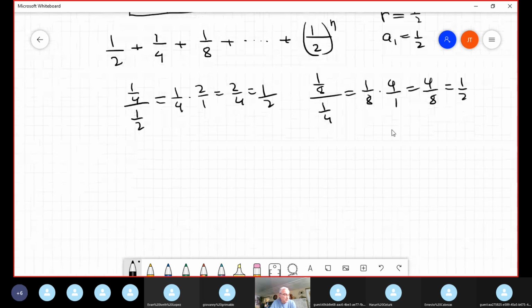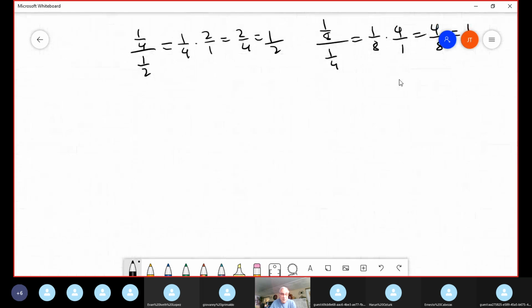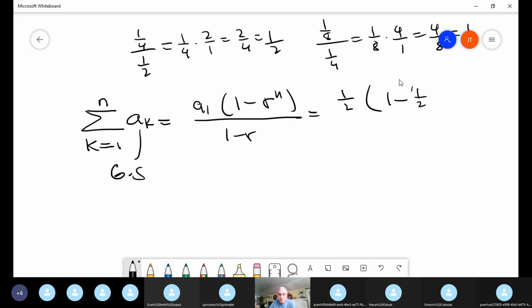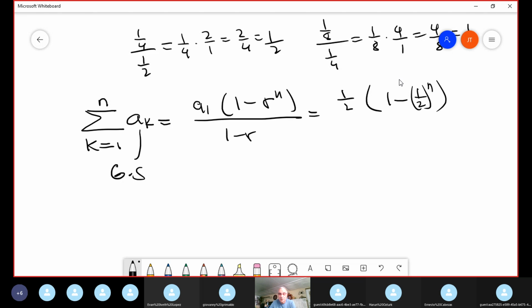So apply the formula. The formula says the summation from k equals 1 to n of A sub k, when A sub k is a geometric sequence, is A sub 1 times (1 minus R to the n) divided by 1 minus R. In our specific example, A sub 1 is 1/2, times (1 minus the common ratio 1/2 raised to the n power), divided by 1 minus R, which is 1 minus 1/2.